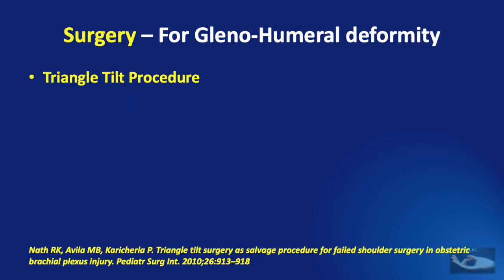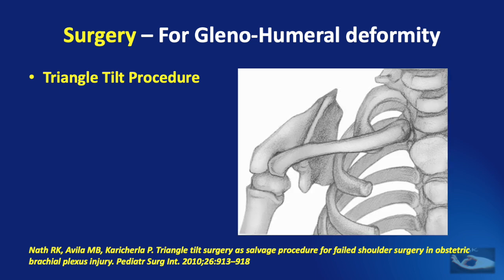Apart from these procedures described on the humerus, another procedure has been described known as the triangle tilt procedure by Rahul Nath in 2010. It is based on the finding that in the shoulder of the child affected by birth palsy, there is a deformity of the scapula also, which has been described as the SHEAR deformity or the shear deformity, which we have also talked about in the previous video.